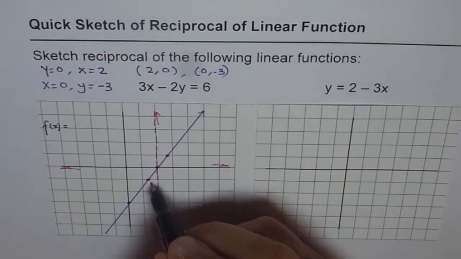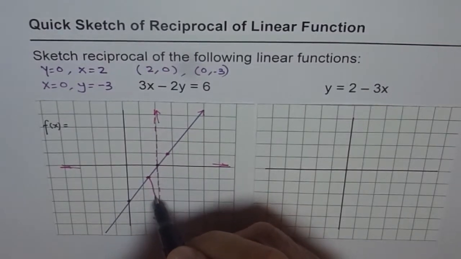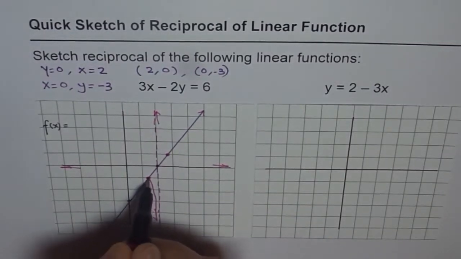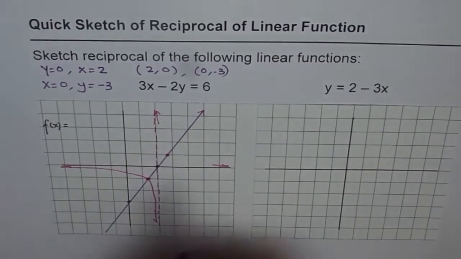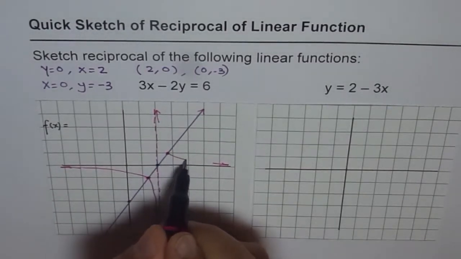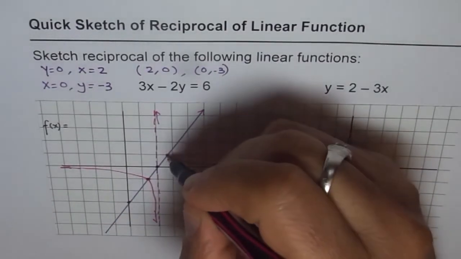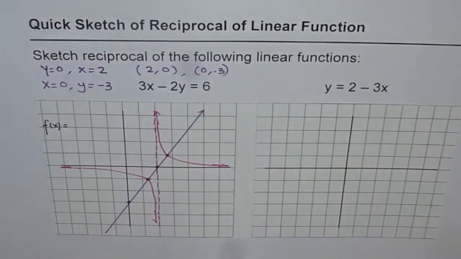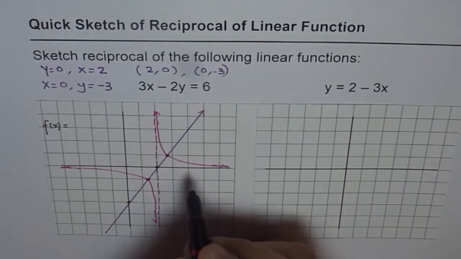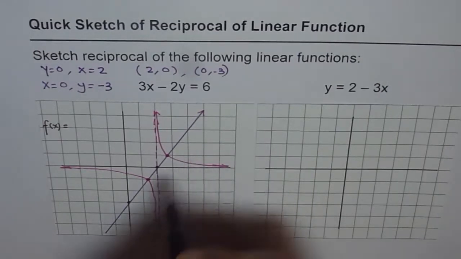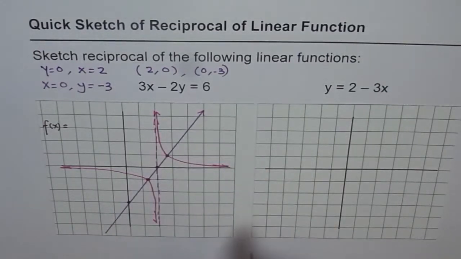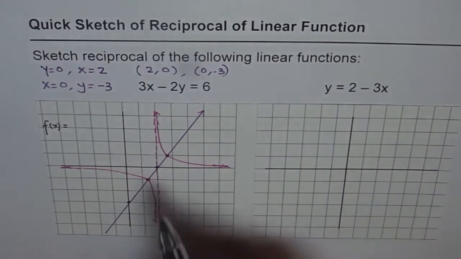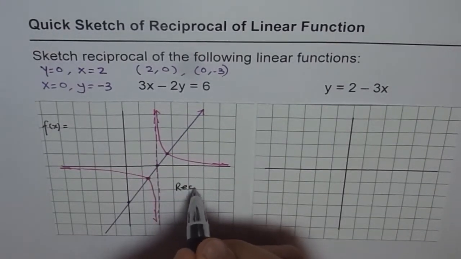Now we can join from the invariant point towards the behavior near the infinity and towards the asymptote and get our function. So that function is the reciprocal of the function, right? So that is reciprocal function. So that is how you can get reciprocal function.